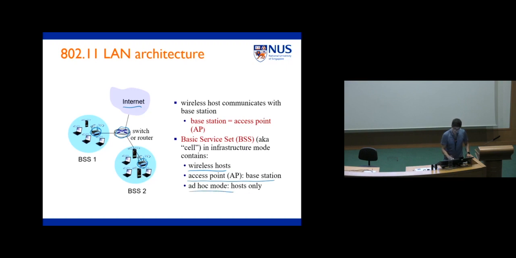We can also have ad hoc mode. You can configure your computer to connect with another computer using its own Wi-Fi antenna, and that would be ad hoc mode, without a connection to the larger internet. So here in this example, we have two basic service sets, also called cells, because we have two Wi-Fi access points serving two cells.